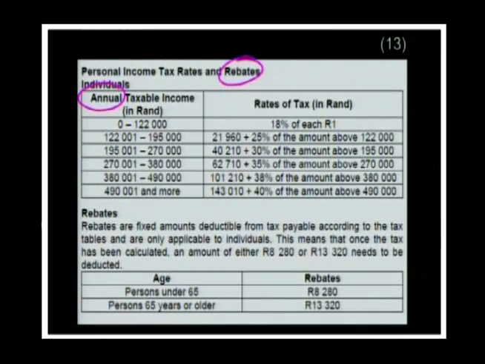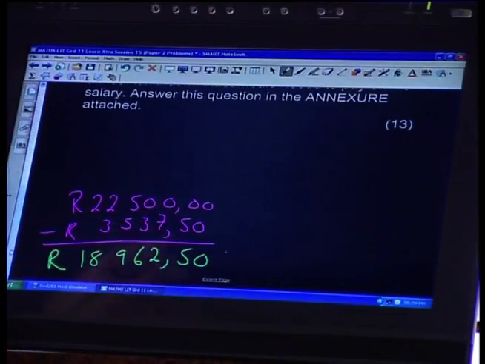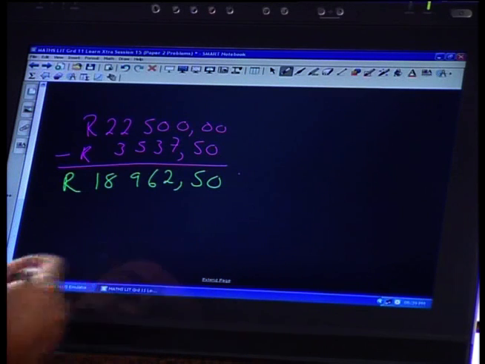So if we look at our tax table again, what is it? Our tax table is based on an annual amount. I've calculated our taxable monthly. Before I look at annual, we've got to make sure that we change this to annual. How are we going to change it to annual?